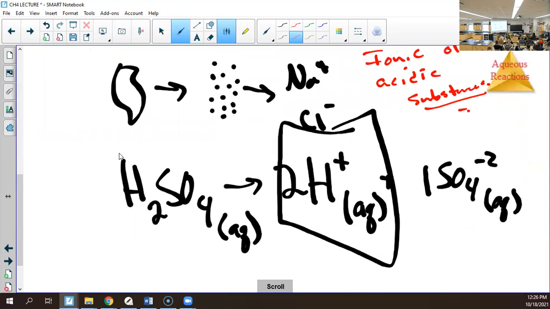Okay, so here's an example. This is an ionic substance. This is an acidic substance. Tell your lab partner what H2SO4 is called.